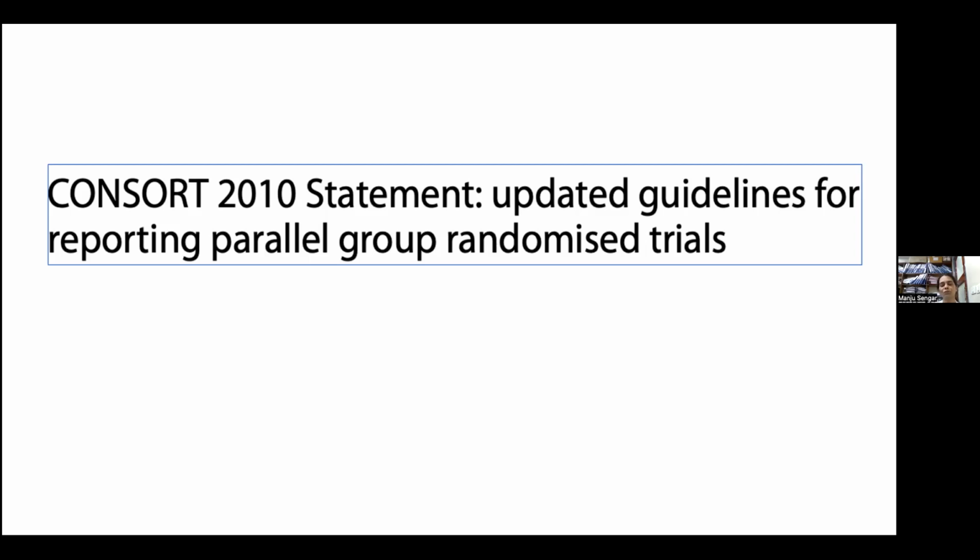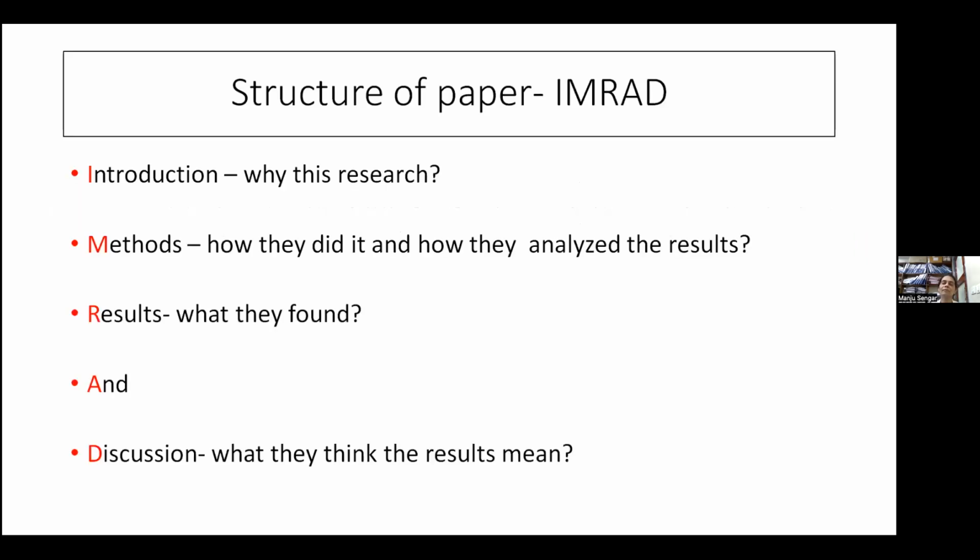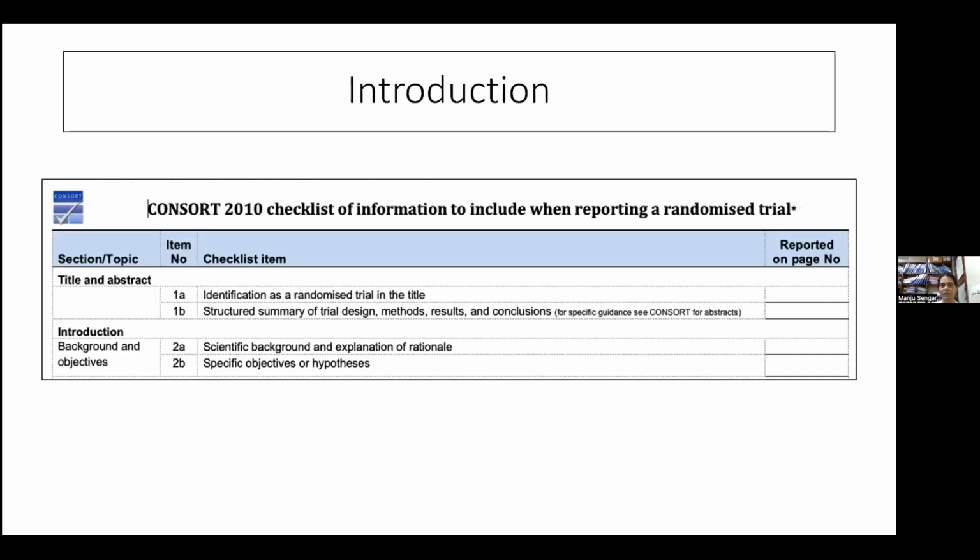So all the components should be as per the CONSORT statement in the published report. Typically, other than title and abstract, the structure of a paper is focused as IMRAD, where you have introduction, as to why this research was done; methods, how they did the study; results, what they found; and in the discussion, what do they think their results mean with respect to the study as well as the other evidence which is available.